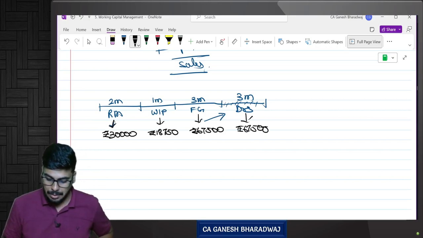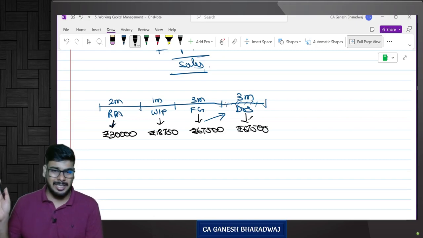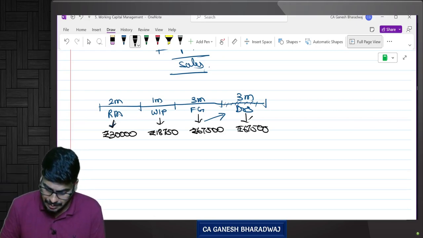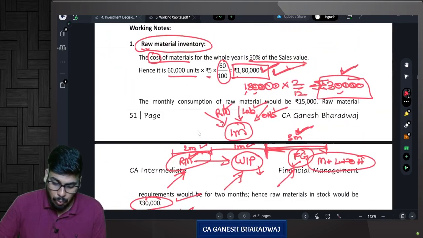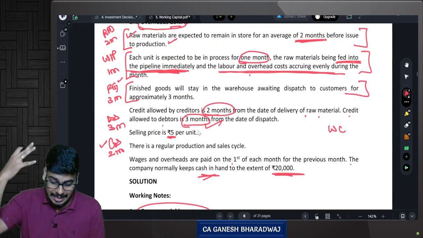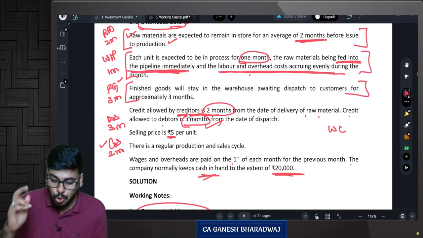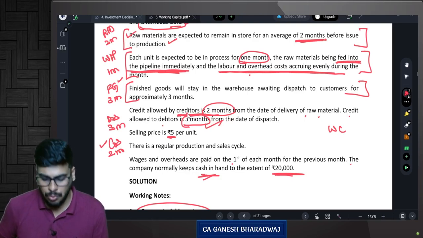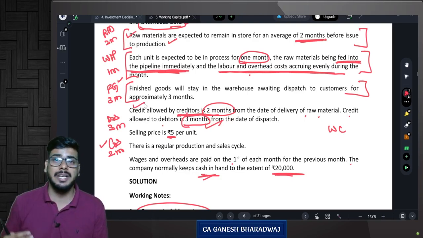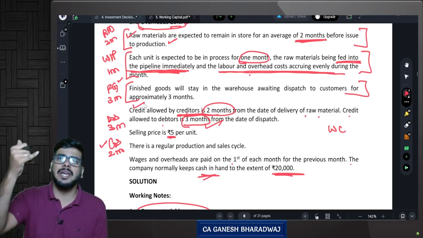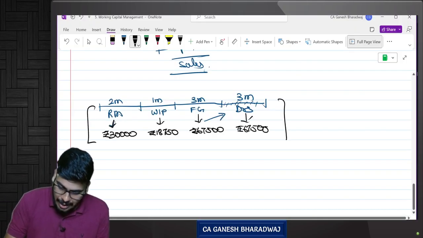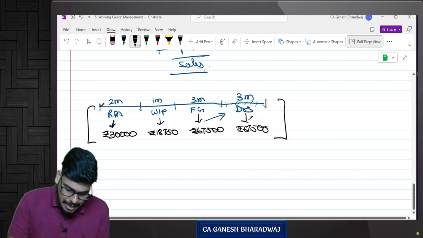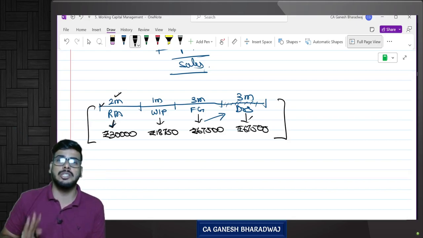Now, apart from that, let us also say the company requires some cash balance. Now, there is an advantage for the company. Their creditors, their suppliers, are ready to give 2 months of credit period. They are saying, don't worry, you need not pay the cash immediately, you pay it after 2 months. But till now, I have done it on the assumption that cash needs to be paid immediately. Based on that only, raw material stock of 2 months I have taken, correct?